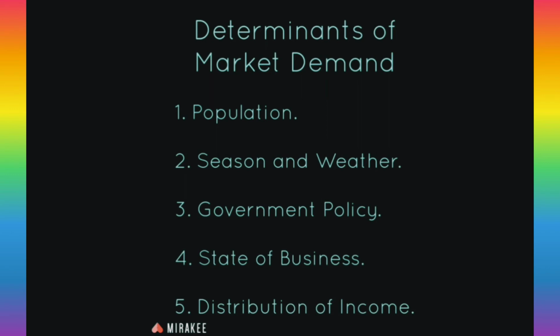Next is state of business. The prevailing business condition in a country also affects the level of demand. For example, during boom period, market demand will increase. On the other hand, the level of demand goes down during the period of depression. And the last one is distribution of income. If there are more poor people, the demand for necessities of life will be more. Increase in the percentage of rich people will increase the demand for luxury goods.